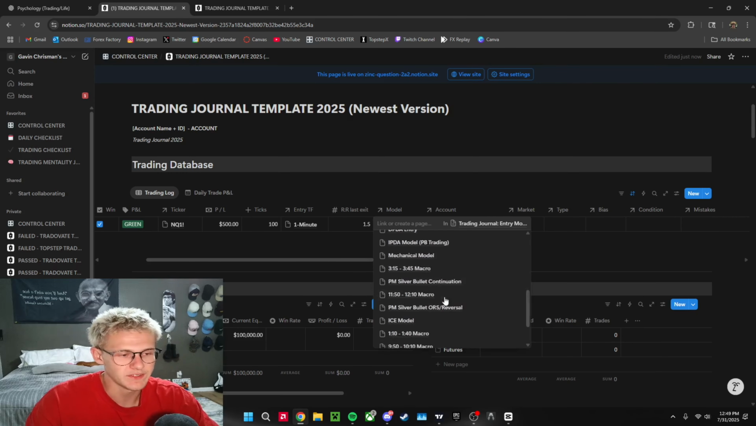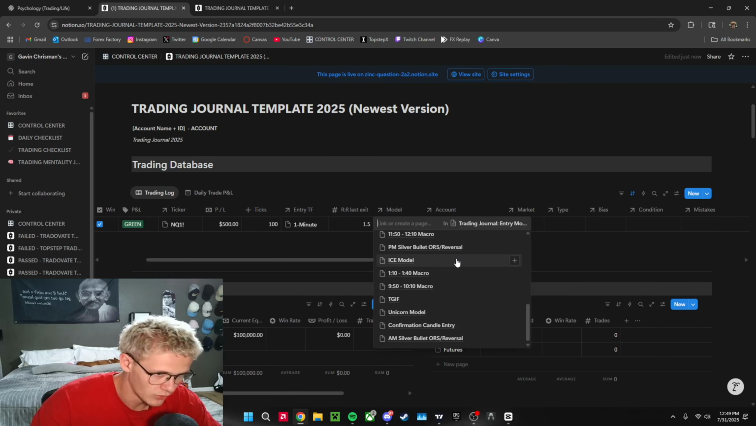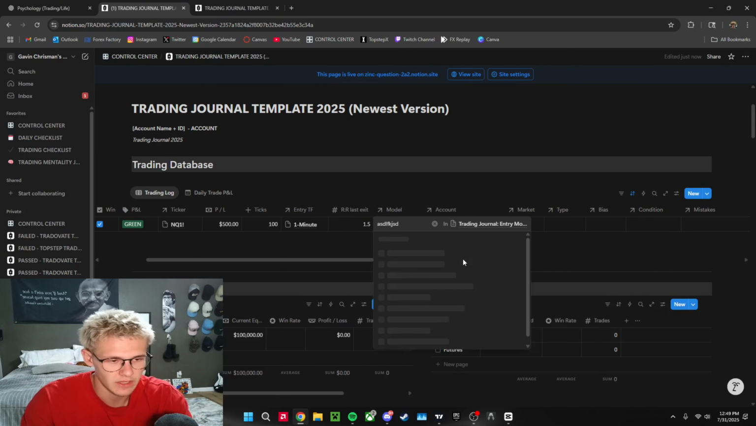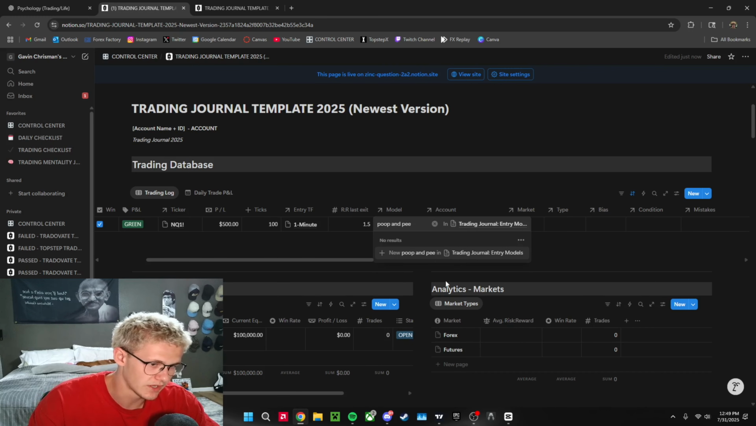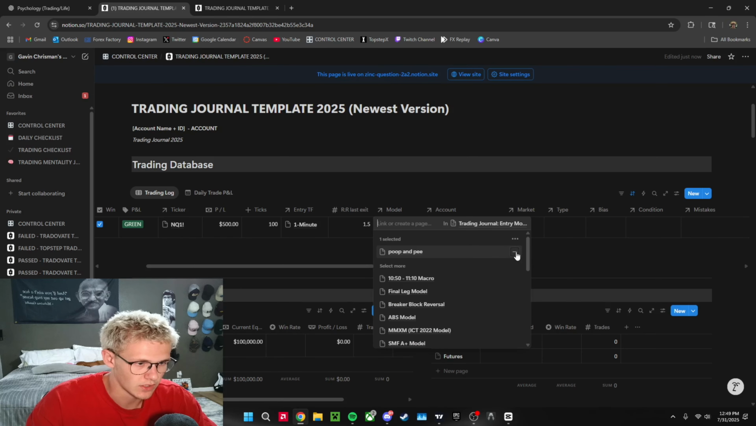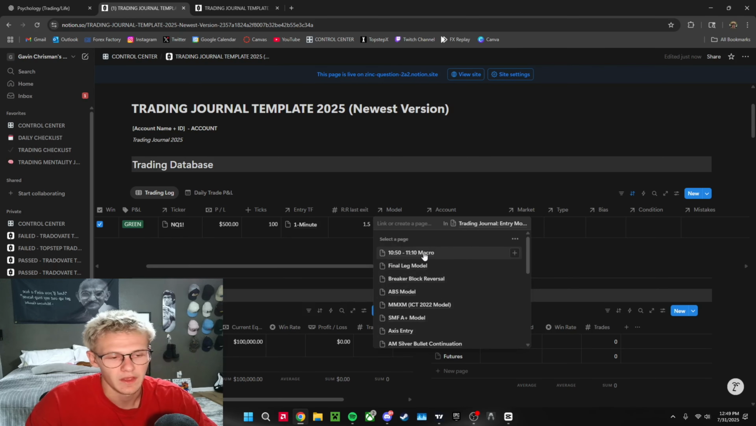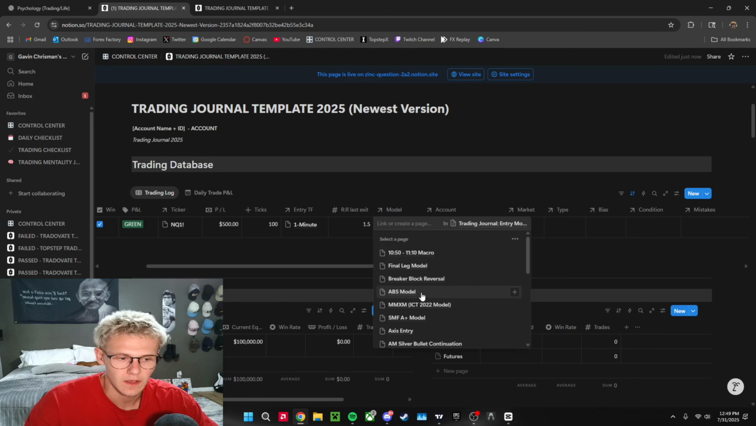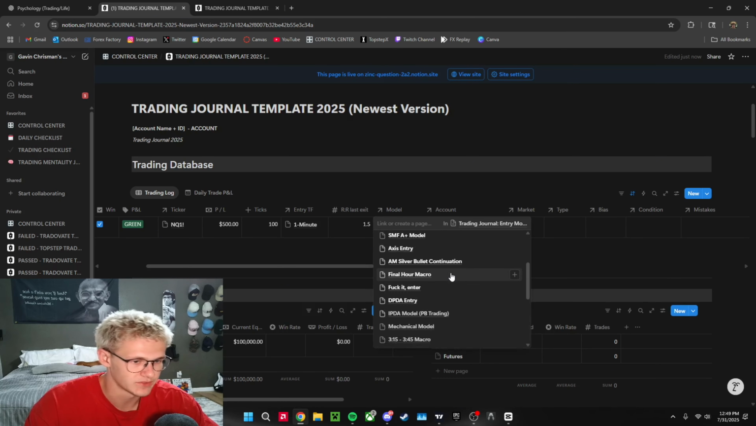Model. This is where you can kind of plug and play with your own. If you have your own trading model, you can put it in here simply by typing it in right here. Let's say I use the poop and pee model, and you can click this little plus sign and it will add the poop and pee model to your selection. So if you're scrolling through here, these are all a lot of preset models. So we have just simple macros. We have final leg model. We have the breaker block reversal, the abs model, market maker buy and sell model, all of the different ones that we have set in here already.